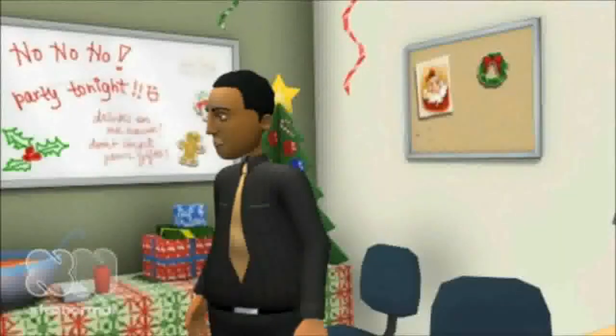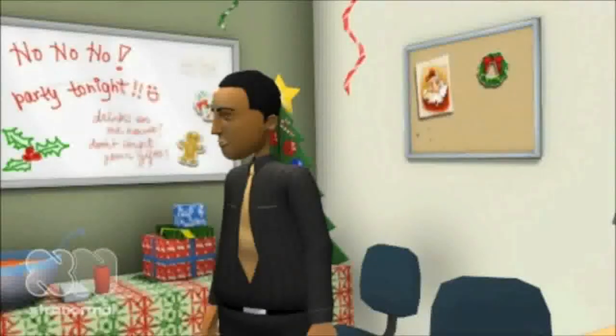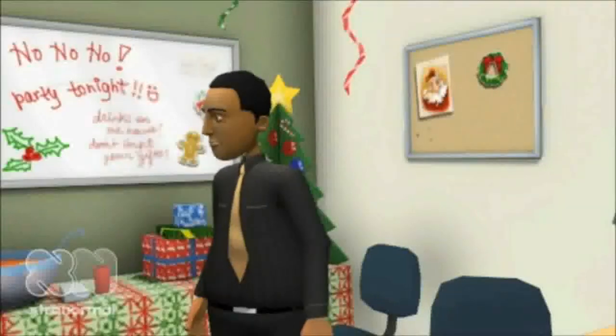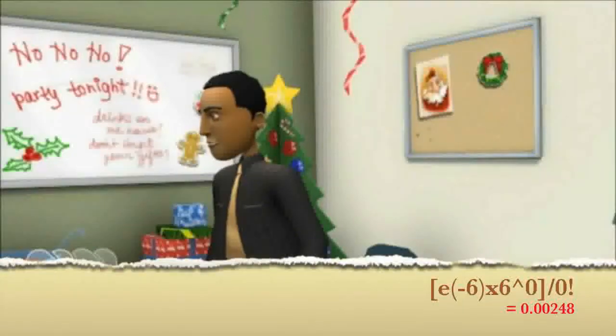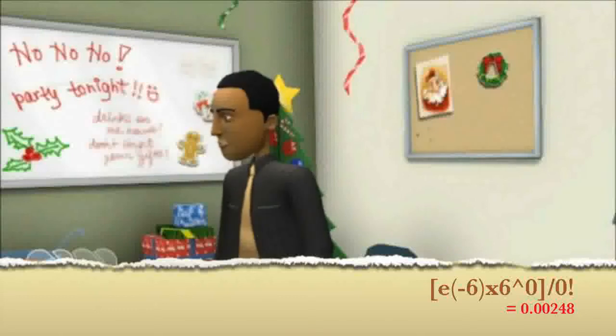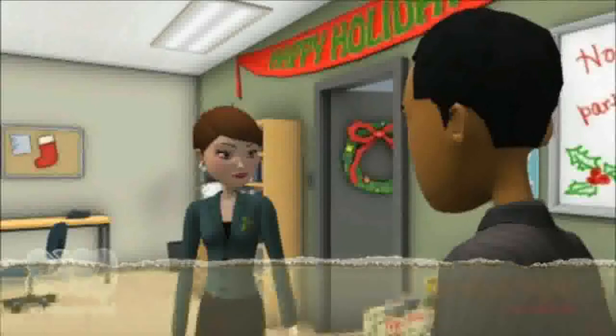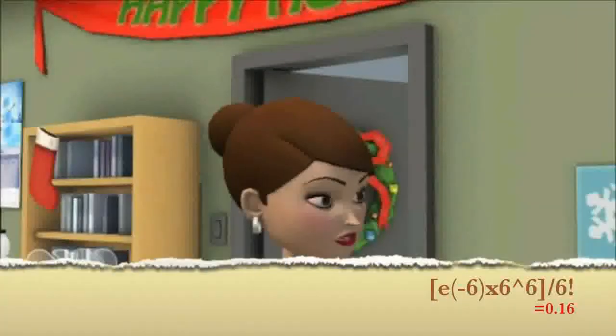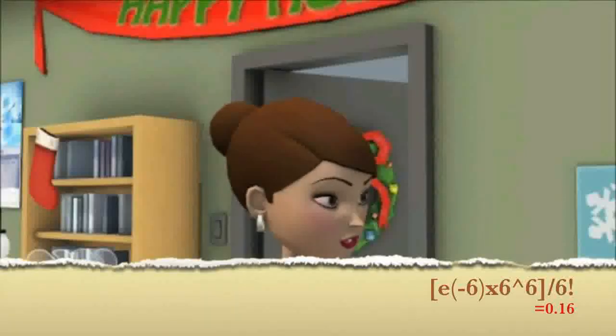Well, that is easy to calculate. Since the number of calls follows a Poisson distribution with an average of 3 calls per hour, the probability you won't be receiving calls in the next 2 hours is e to the negative 6 times 6 to the power of 0 over 0 factorial, which is 0.00248. What's the probability that I will be having 6 calls in the next 2 hours? That will be e to the negative 6 times 6 to the power of 6 over 6 factorial, which is 0.16 or 16%.